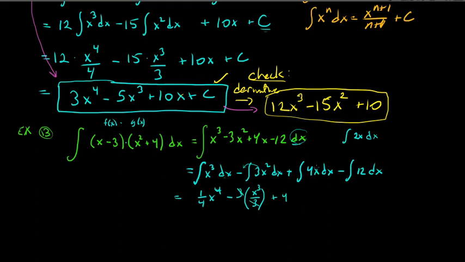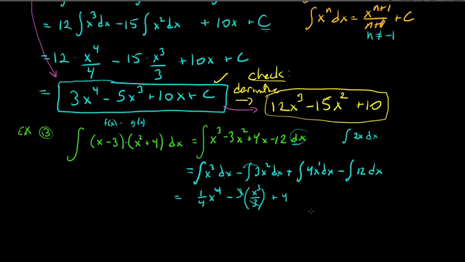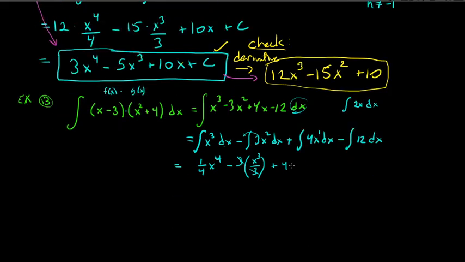The integral of x, well, this is x to the 1. Remember, I forgot to write down the exception here, right? n can't be negative 1, but it can be positive 1, of course. So 1 plus 1 is 2, so this is just x squared divided by 2. And then minus the integral of 12, which is just 12x, right? Don't forget the plus c.